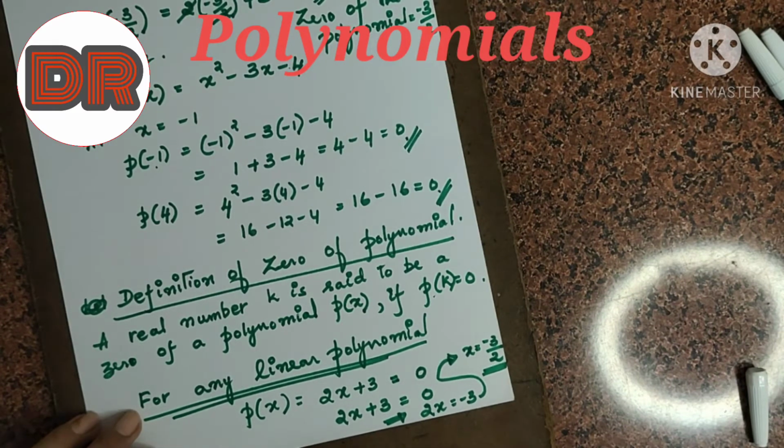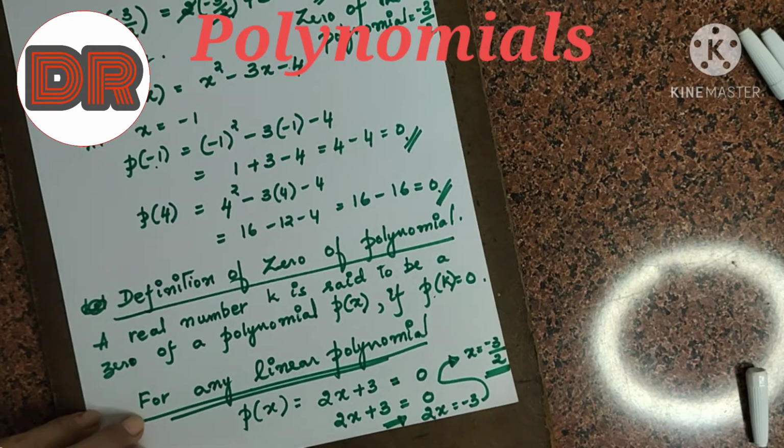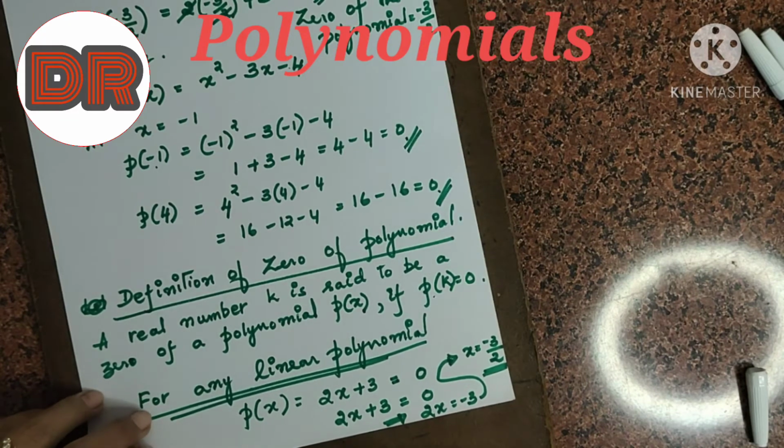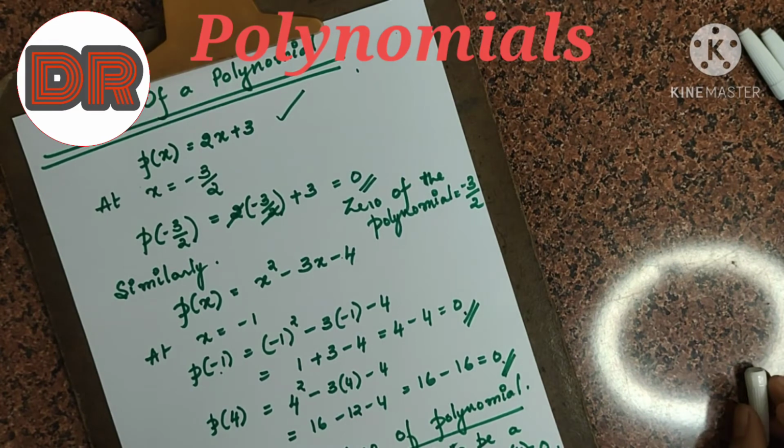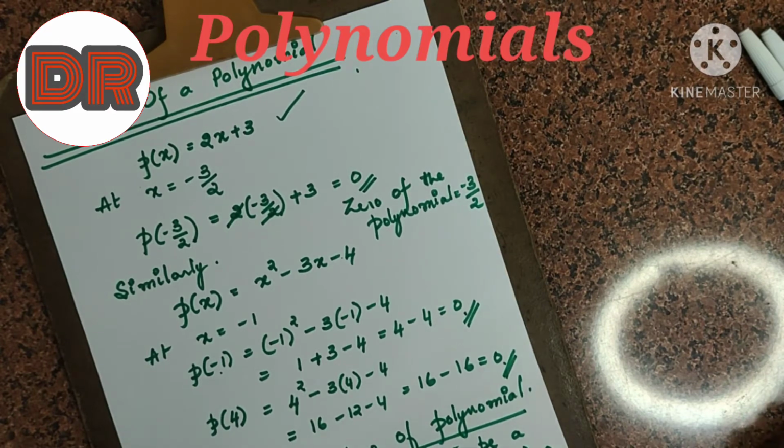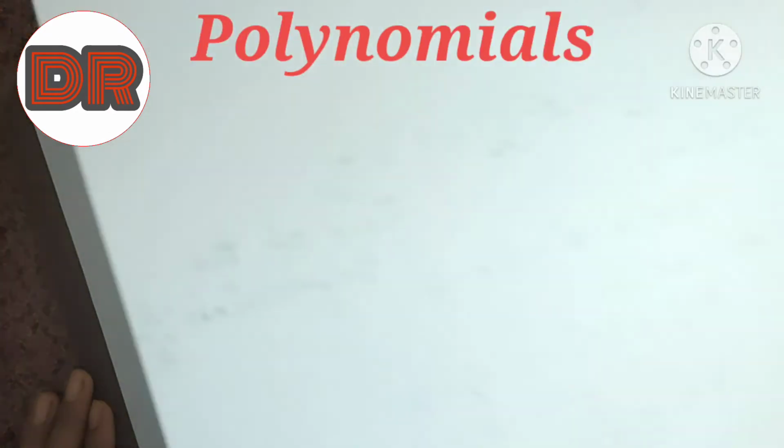Now, let us look at the geometrical meaning of the zero of the polynomial. Let us see how to represent the zero of a linear polynomial. Then let us go to the method of calculating the zero of the polynomial for a quadratic polynomial and also the geometrical meaning of that.